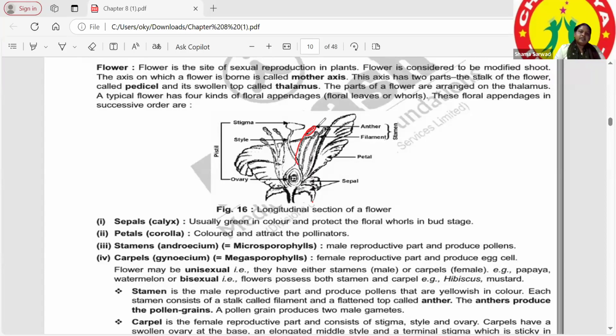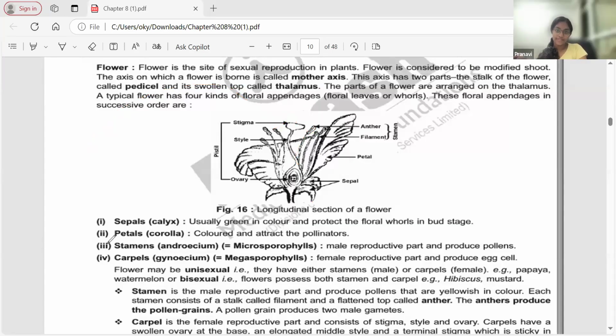Suppose anthers are here, right? If the stigma is up, it is difficult for the pollen to fall over here. It can happen by an insect or bees, right? If the pollen grains fall on the stigma, that is self pollination. If there is another plant nearby with flowers, and that pollen grain comes and falls on the stigma, that is cross pollination. So both pollinations are possible if your flower is bisexual.